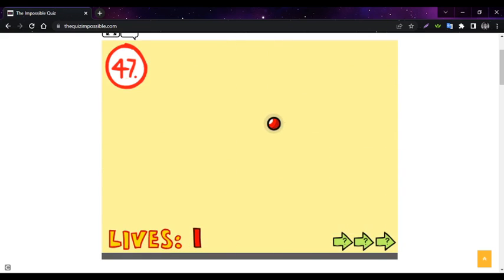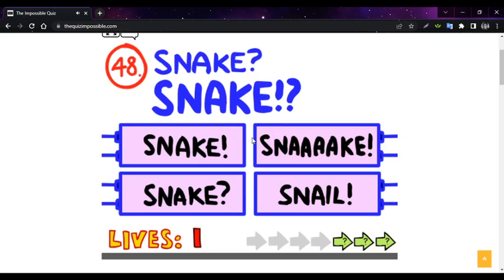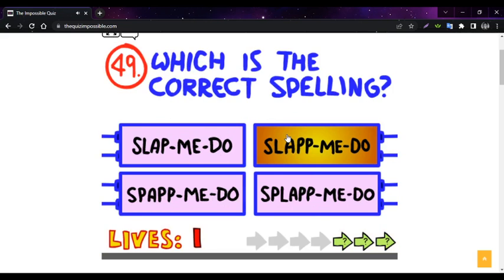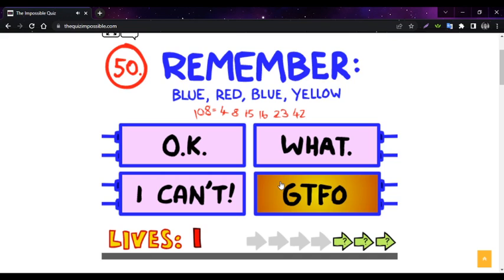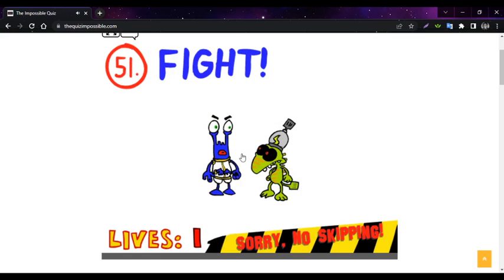Alright, this is what's up sound too. The most easiest way to do it is, if you can see my mouse on the side, you just go sideways, and that's all you have to do. I think it's this one. Yes. Splat me do. Blue, red, blue, yellow. Okay. Just click.